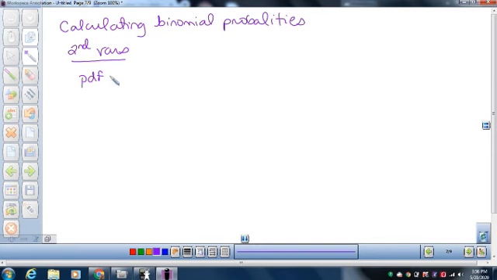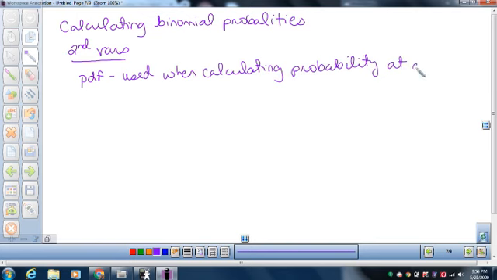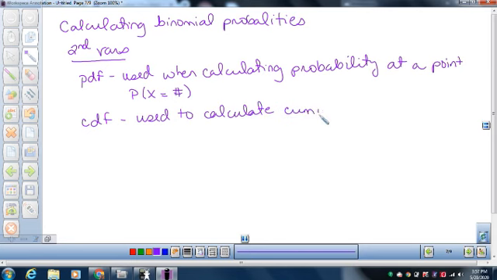and Poisson. PDF is going to be used when calculating probability at a point, or the probability that X is equal to a number. Then you're going to see a function called CDF. This is going to be used to calculate cumulative probability.